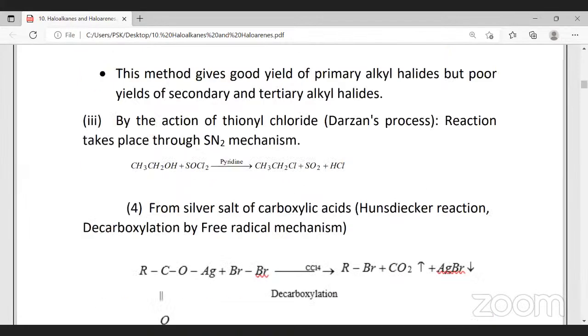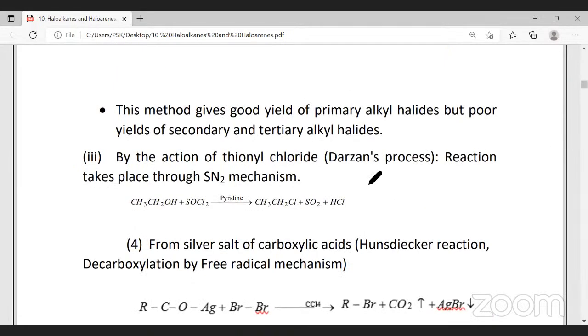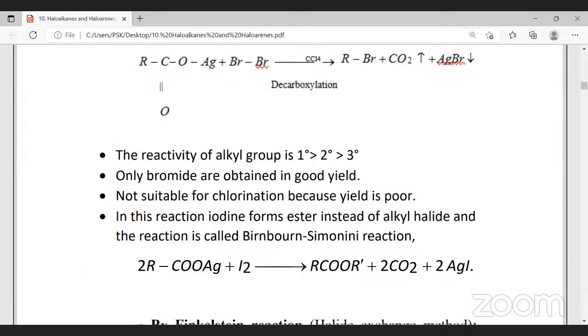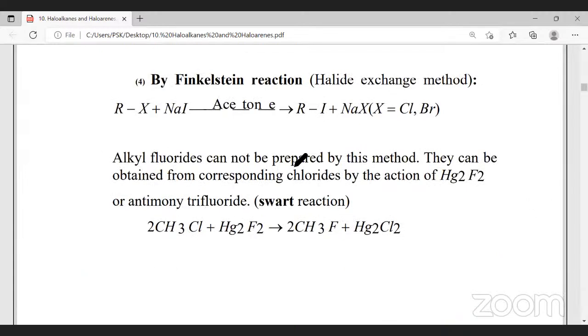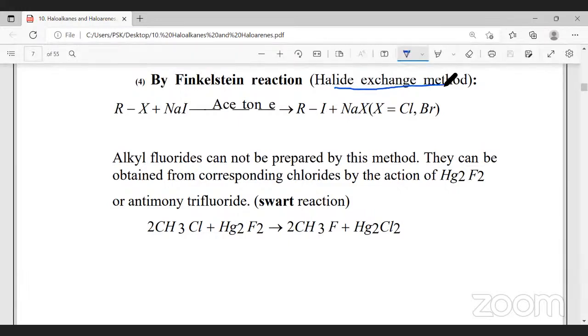We've learned the Finkelstein reaction. This is Darzens' process. We learned the Finkelstein reaction and the Swarts reaction. This is important. The Finkelstein reaction and the Swarts reaction are important. So it is a halogen exchange method, or it is called the halide exchange method.